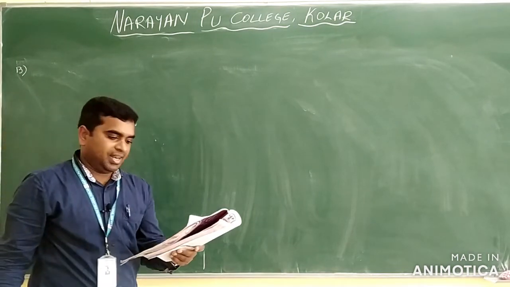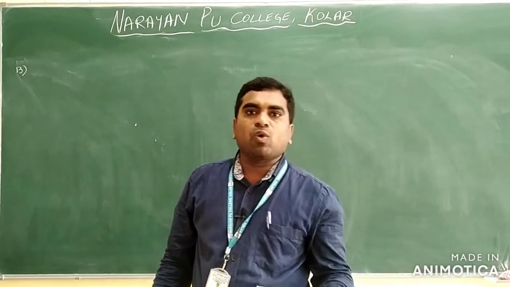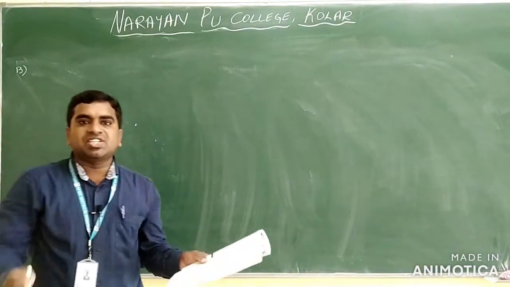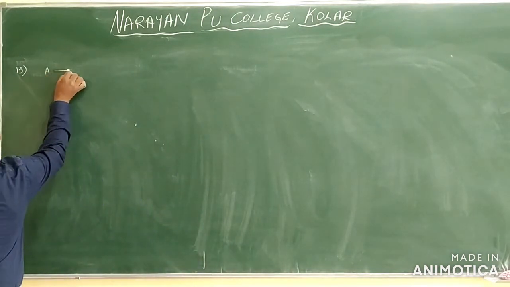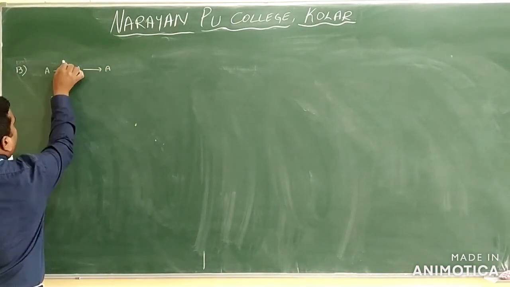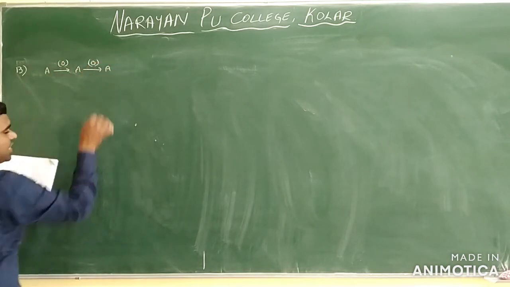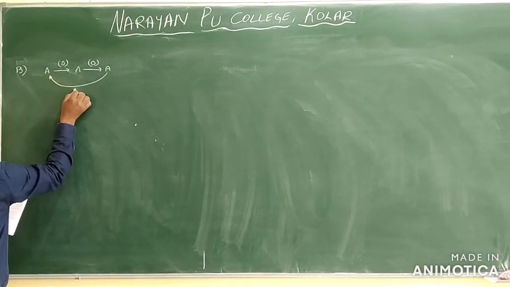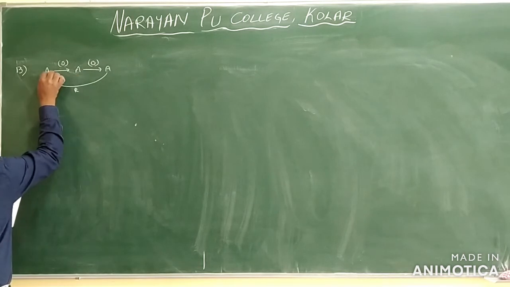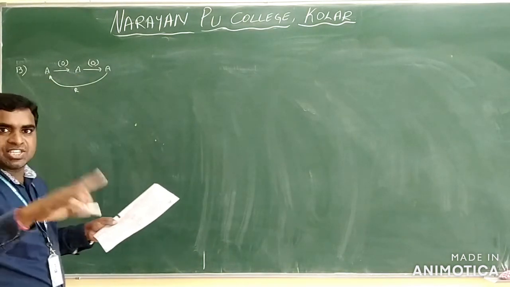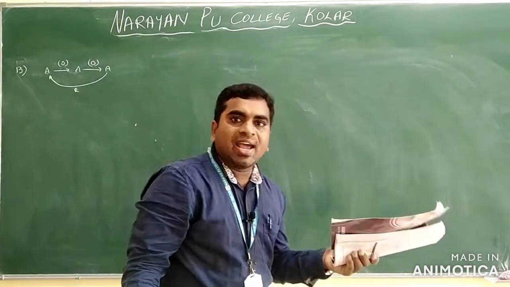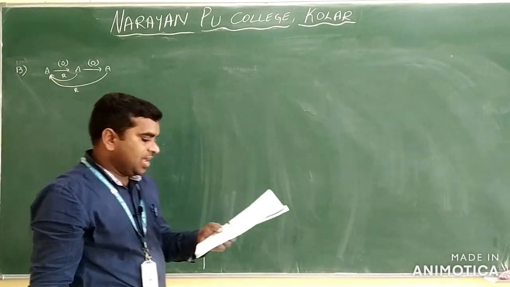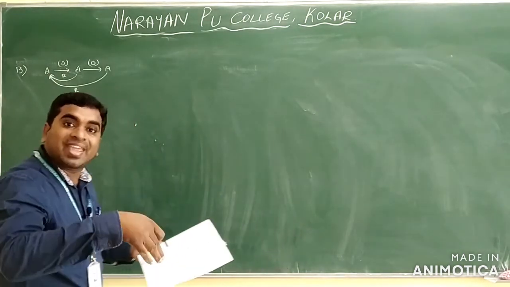Next one. See question number 13. Which of the following reactions does not involve reduction? You see the first one. Acid to alcohol. We have the AAA process: alcohol oxidation aldehyde, aldehyde oxidation acid. So they mentioned acid to alcohol. Acid to alcohol means what? Reduction. Acid reduction aldehyde, aldehyde reduction alcohol. So acid to alcohol is a reduction. Aldehyde to alcohol, it is a which one? Reduction. Clear?